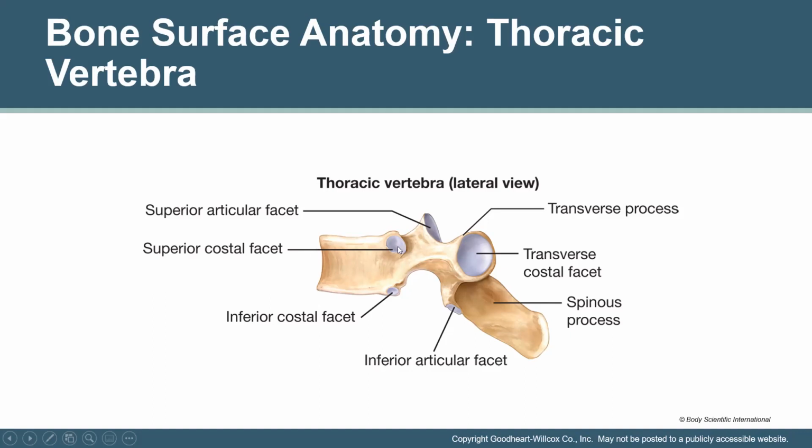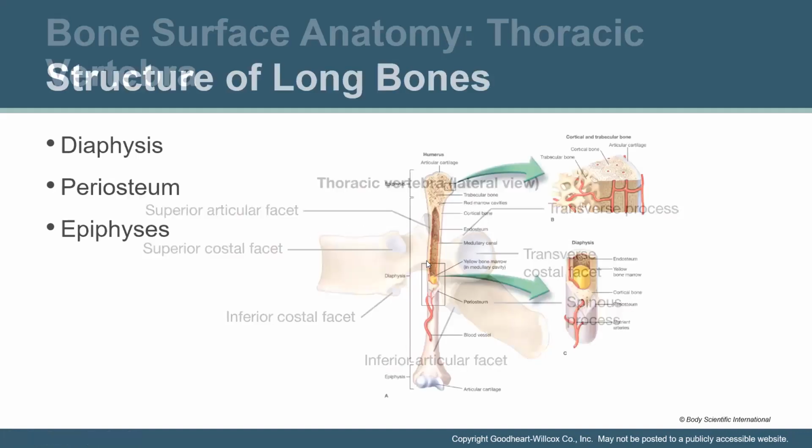On the body of the vertebra, which is the biggest portion, this chunk here on the anterior portion of the vertebra, we have something called a superior costal facet and an inferior costal facet. So this again is going to be another place where a rib is going to touch this bone.